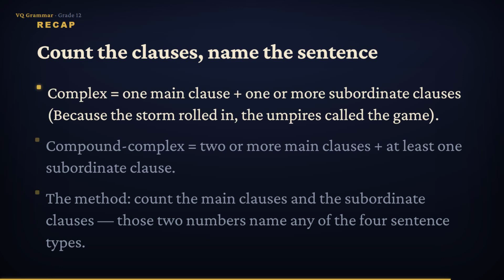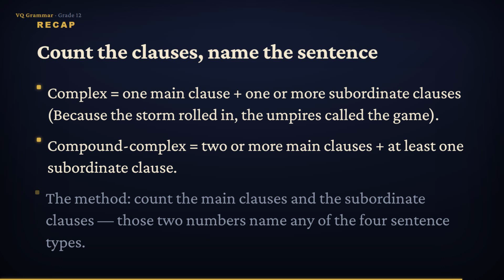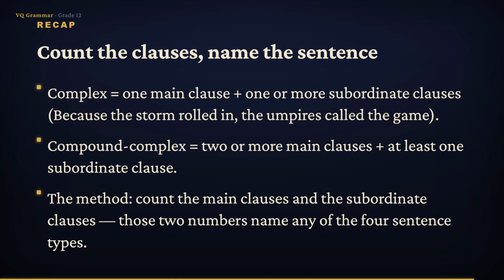Let's pull it all together. First, a complex sentence is one main clause joined to one or more subordinate clauses. Like, "because the storm rolled in, the umpires called the game." Second, a compound complex sentence goes further. Two or more main clauses plus at least one subordinate clause. And third, the method that ties everything up. Just count. Count the main clauses, count the subordinate clauses, and those two numbers name any sentence. Simple, compound, complex, or compound complex. That completes the whole family of four.